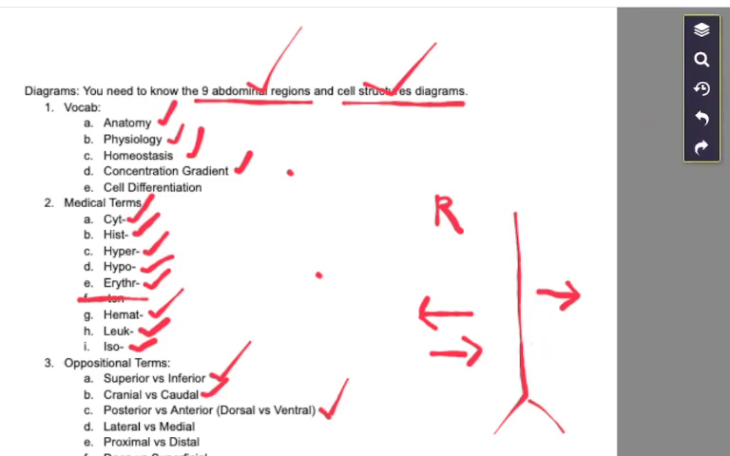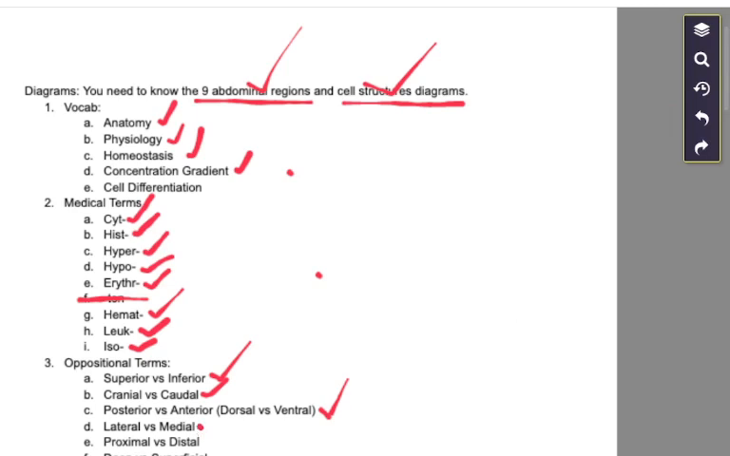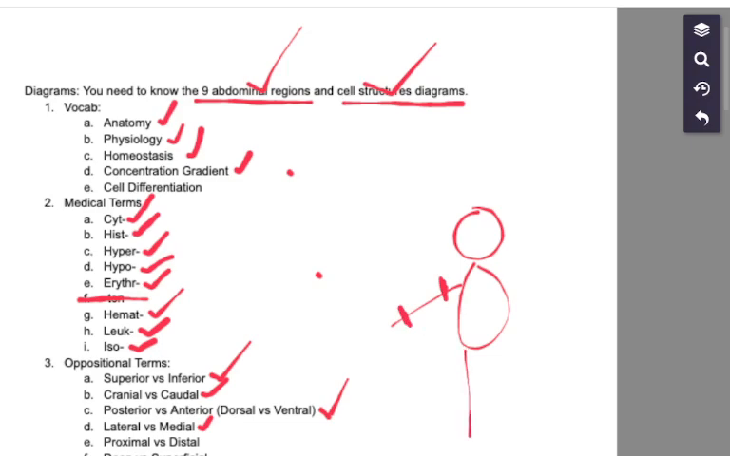For proximal and distal, remember, we're also talking about the anatomically correct position. Proximal would be towards the point of attachment, and distal would be further from the point of attachment. Most of the time, we're talking about extremities here. So here's our guy. This point here would be proximal to this point here. And if we're talking about our legs, this point would be proximal and this point would be distal.